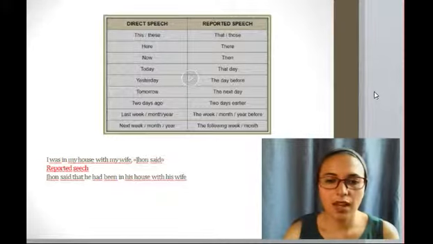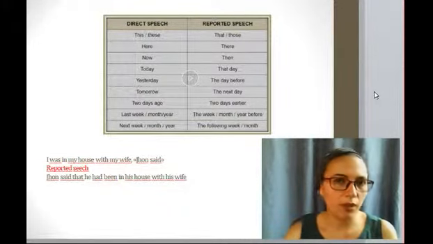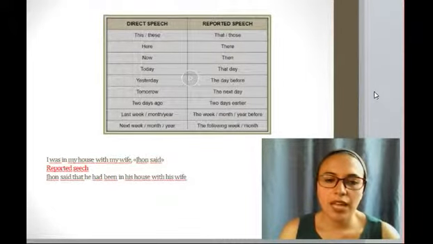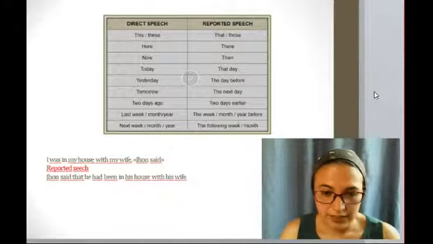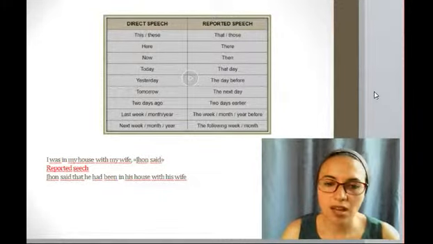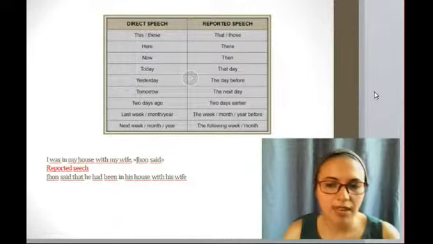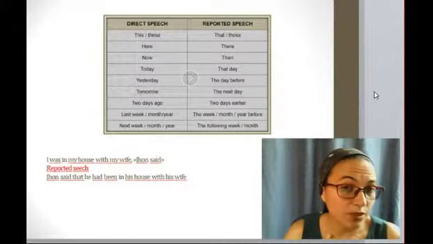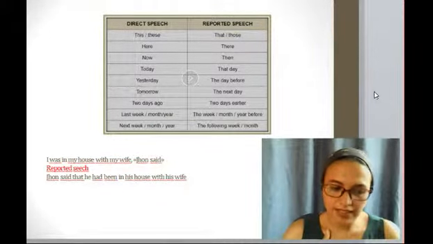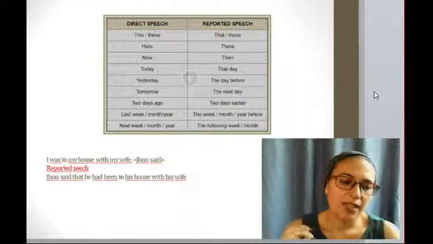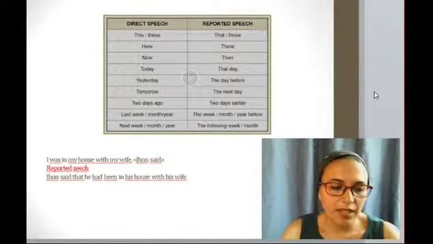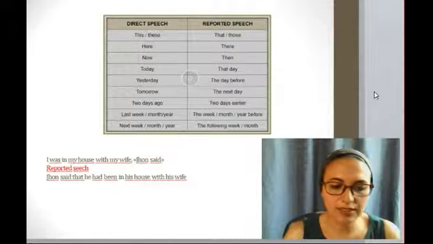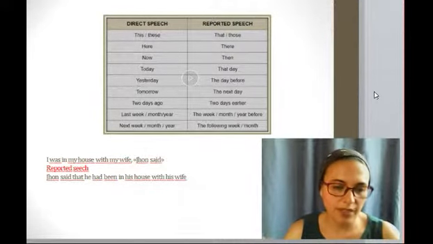For instance, I was in my house with my wife, John said. Reported speech could be: John said that he had been in his house with his wife. And another example could be: Amanda has to work tomorrow, I said. And in reported speech could be: I said Amanda has to work tomorrow or the next day.